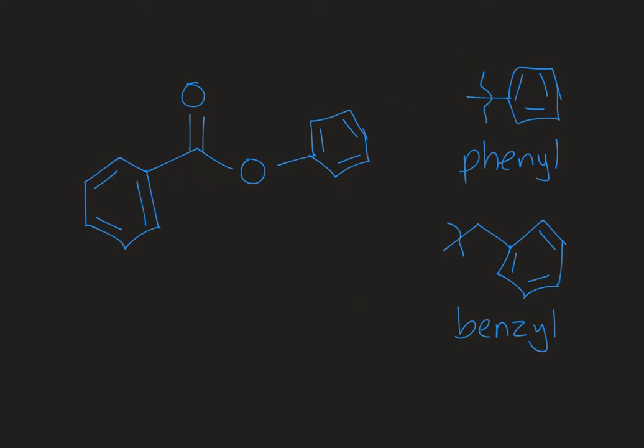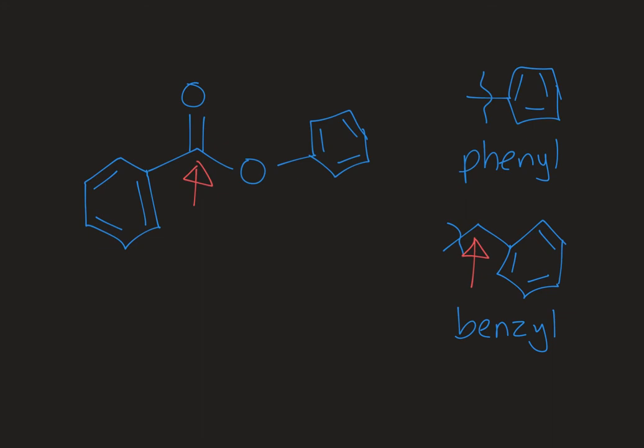In this example, I have aromatic rings involved. Now I just want to differentiate the difference between a phenyl group and a benzyl group. So a phenyl group is a benzene ring directly attached to something. So there's no carbon in between, whereas a benzyl group has one carbon. And so if we look at our carbonyl compound, that is the one carbon.